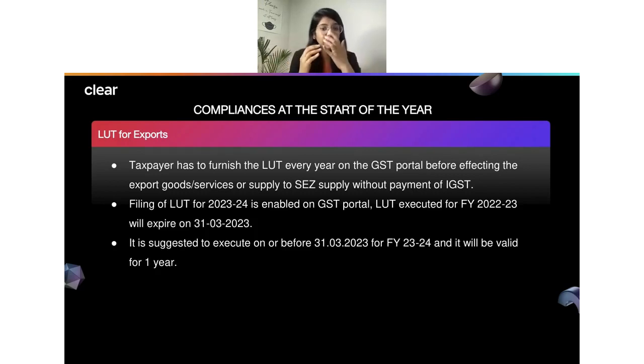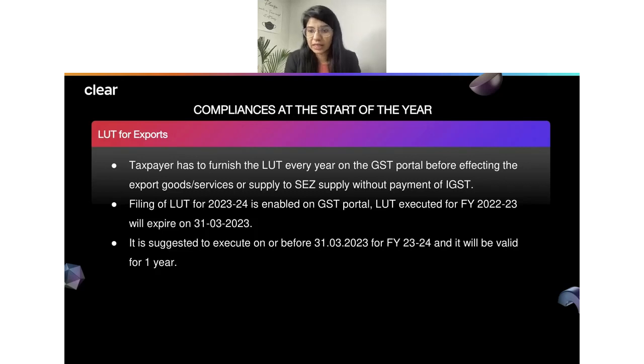So the important point is ideally this should have been done till 31st March. But still, if you have forgotten to file LUT and you are into the business of export without payment of IGST, you should furnish this form before doing any export in FY 23-24. Because if you don't file that, there would be a problem, because then you have to first make the payment to the government and then only you can go ahead and claim the refund for that. The government may even disallow your refund. So it's very important that you furnish this LUT form if you're into the business of export without payment of IGST.